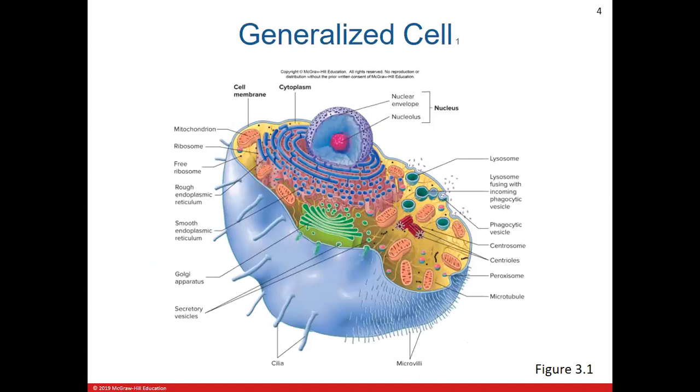This diagram, figure 3.1, gives you a good outline of a general cell. Many cells have different shapes, but this one is rounded, and it shows a lot of the different cell organelles, such as the mitochondria, little small ribosomes, and lysosomes. We'll talk about these a little later. And then you can see the cell membrane on the outside.